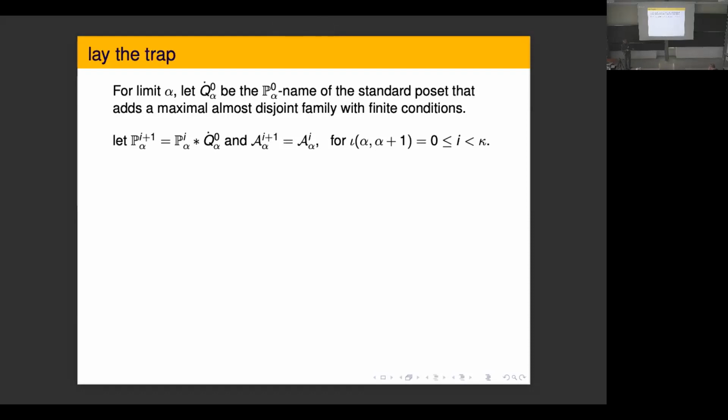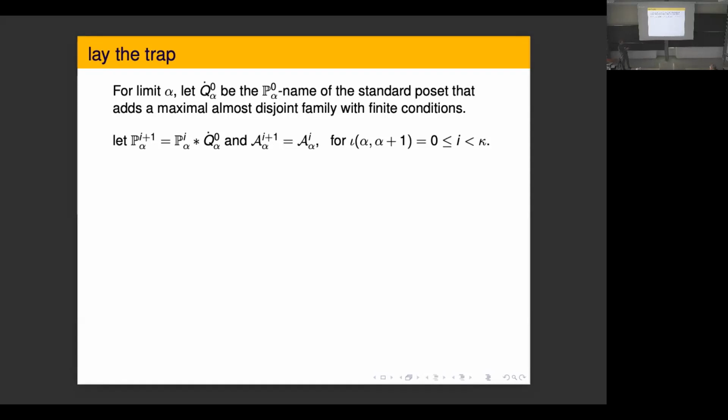Okay, so in the 2 minutes remaining, I guess I'll tell you about the trap. Here is a really clever idea. Every once in a while, at every successor of a limit, without loss of generality, we lay a trap. We do a very simple forcing. We just add an uncountable, size omega 1, almost disjoint family of subsets of omega with finite conditions, which of course ends up being a maximal almost disjoint family by genericity, but it doesn't even matter. So that's what we do at the successor right down at the bottom.